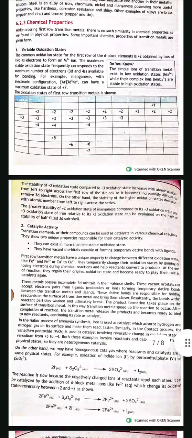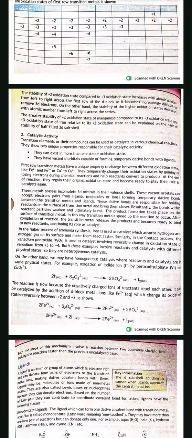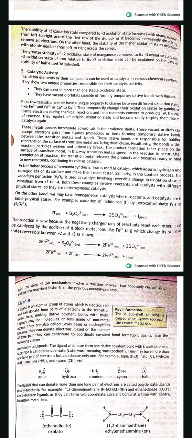Chemical properties. First is the variable oxidation state. The common oxidation state for the first row of the d block is +2, which is obtained by the loss of two 4s electrons to form the M2+ ion. Manganese has the electronic configuration 3d5 4s2 and has a maximum oxidation state of +7. The stability of the +2 oxidation state compared to +3 increases with increasing atomic number. On the other hand, the stability of the higher oxidation states decreases with atomic number from left to right across the series.